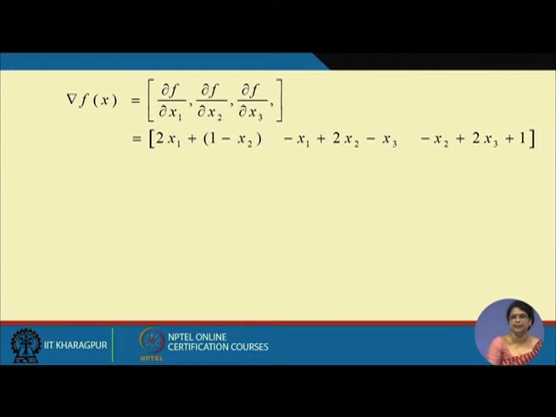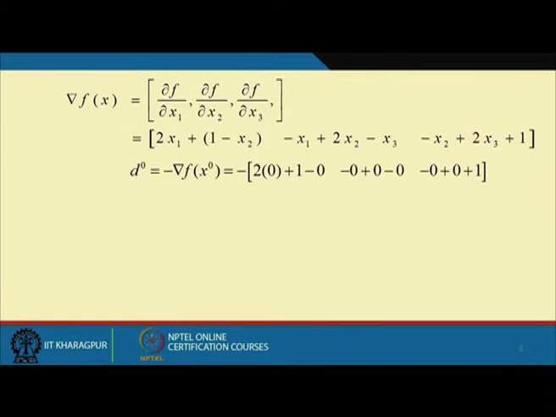Let us consider the problem again. For the function you had, we can find the gradient, which is a vector: del f by del x1, del f by del x2, del f by del x3. We do the first order partial derivatives with respect to x1, x2 and x3 separately. Now we will find the gradient value at the point 0, 0, 0. We see the gradient value comes out like this. That is why this is my direction.